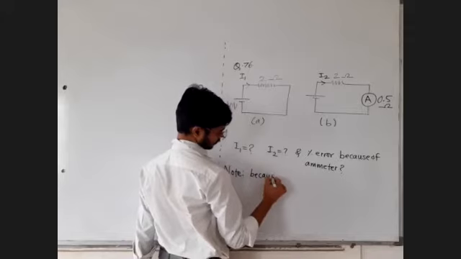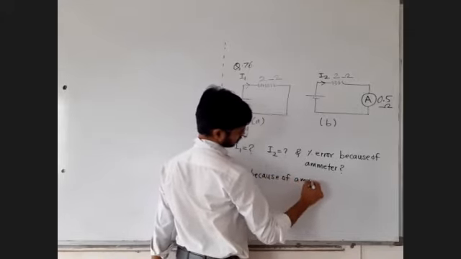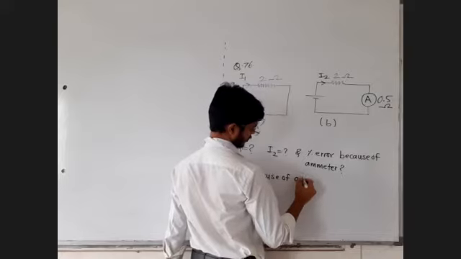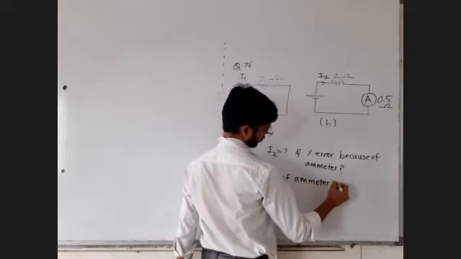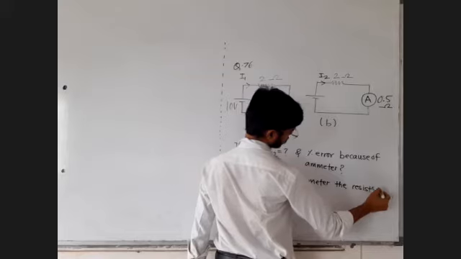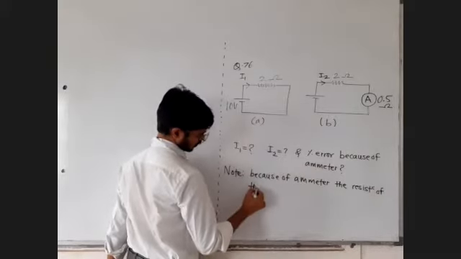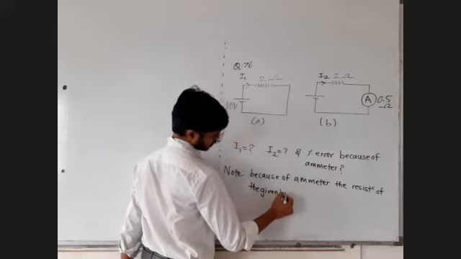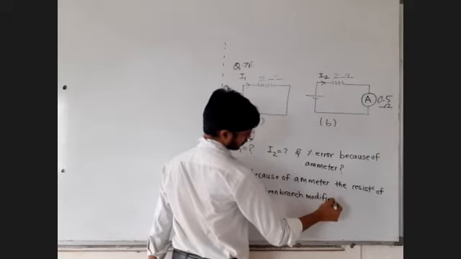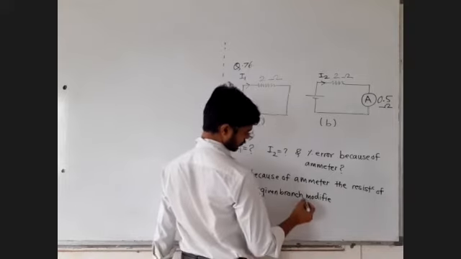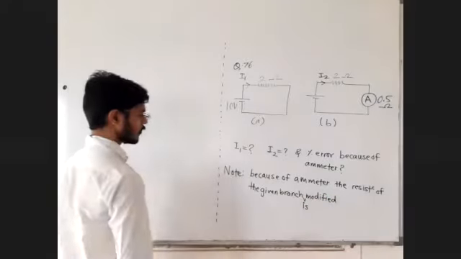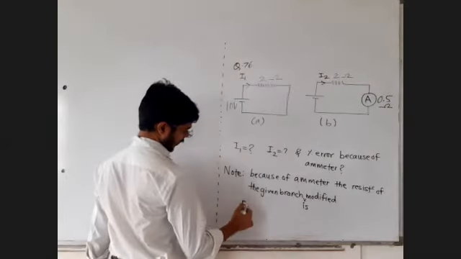Because of the ammeter, the resistance of the given branch is modified, for an ideal ammeter.